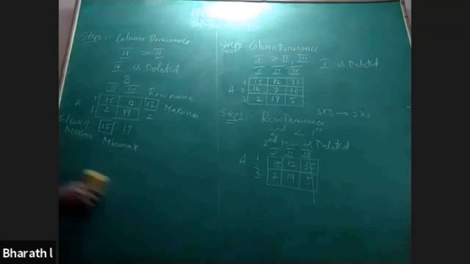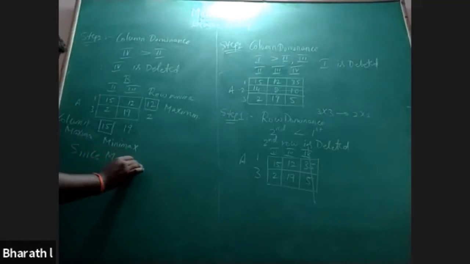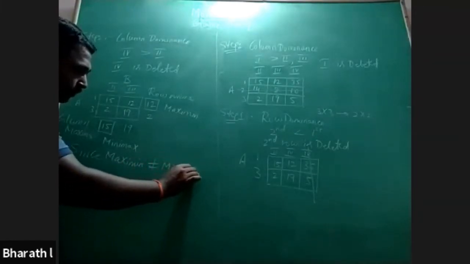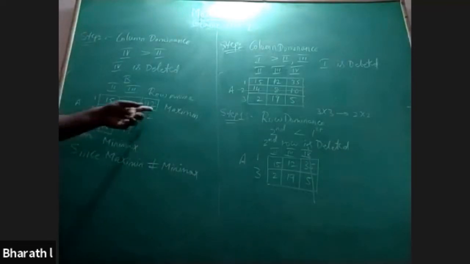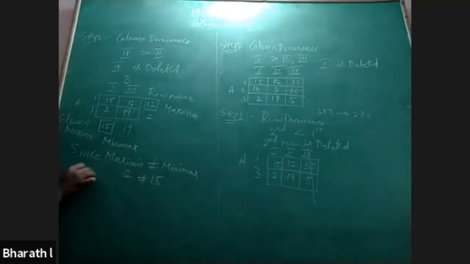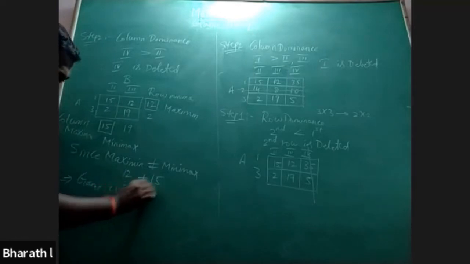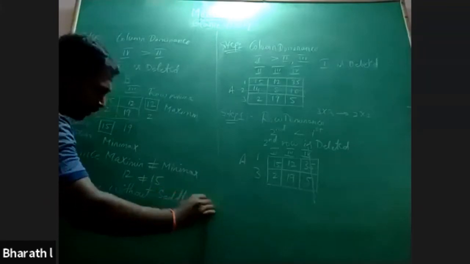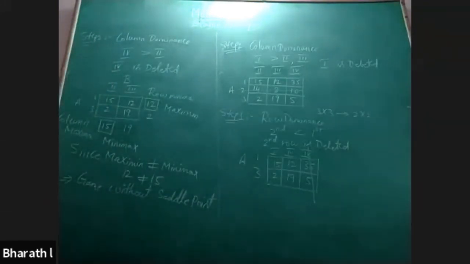Then next, you have to write, since maxi min is not equal to mini max, that is maxi min value is 12, mini max value is 15. This indicates a game without a saddle point. Game without a saddle point.